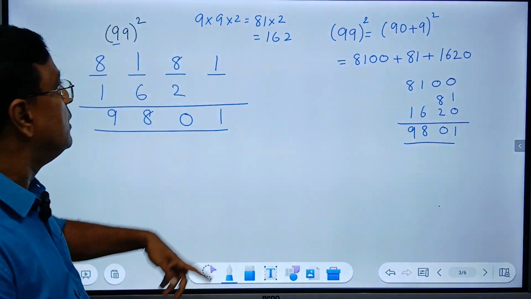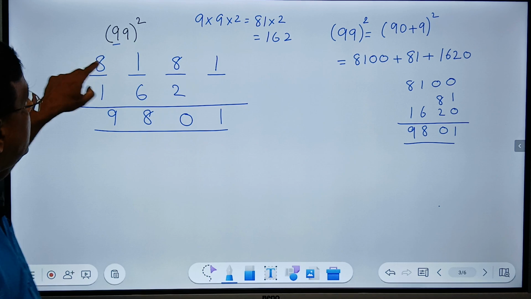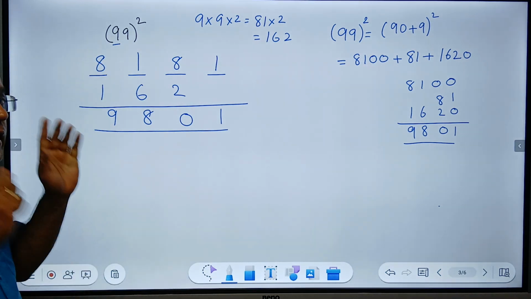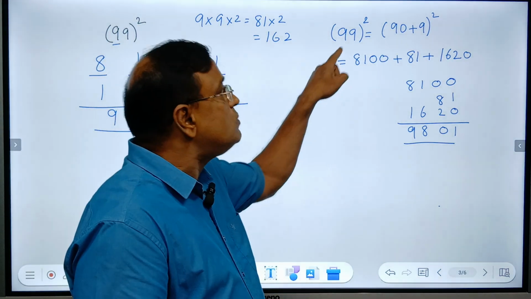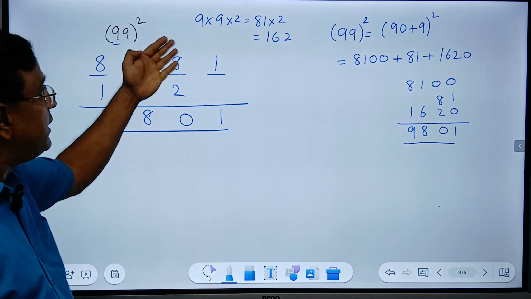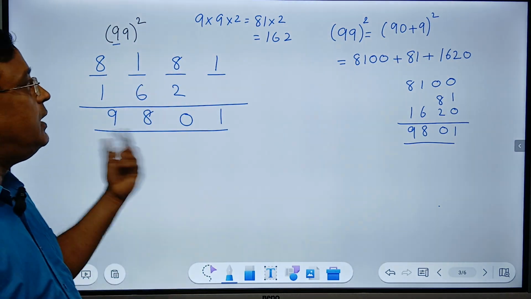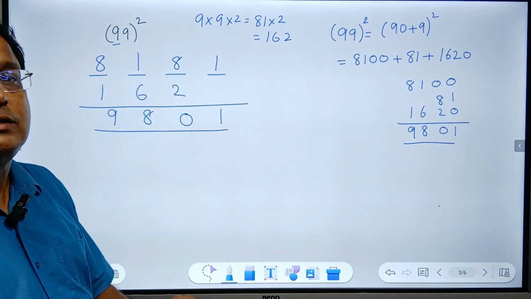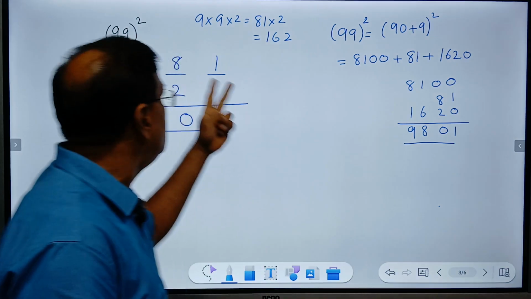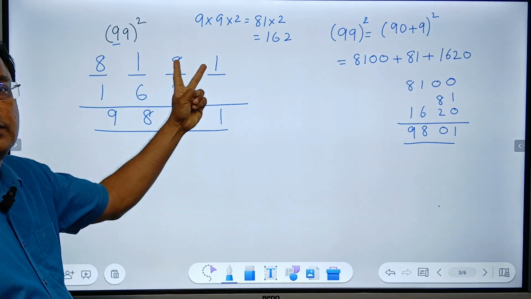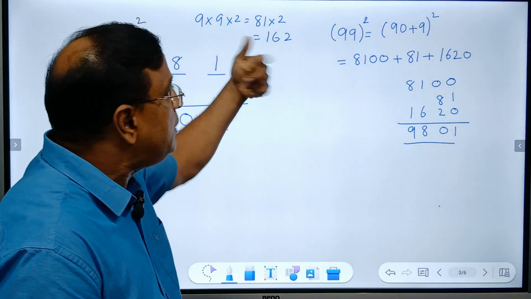Understand the meaning again. When I square the first 9, I'm writing 81 here because it is not 81, it is 8100. I am not writing those two zeros there. Then when I square the next 9, it is 81, a 2-digit number. That is why I comfortably write it here. Then it is 2ab. What is 2ab?